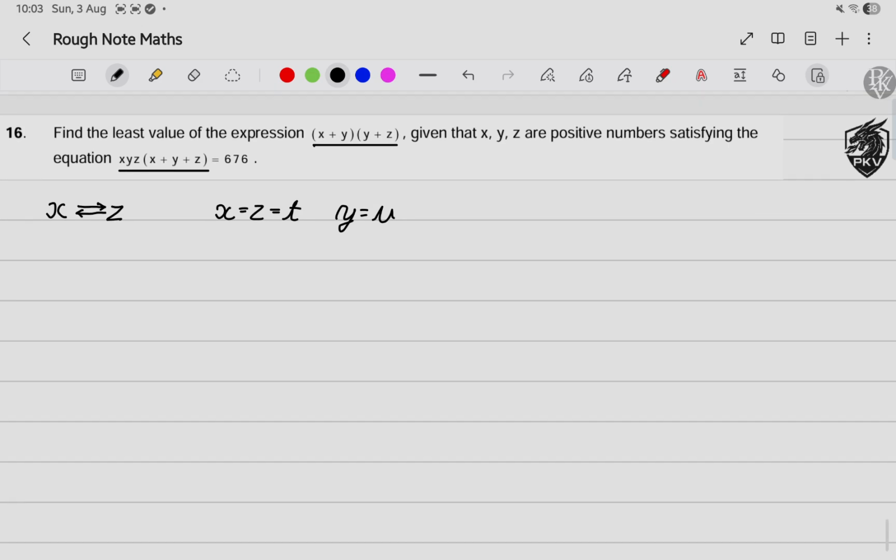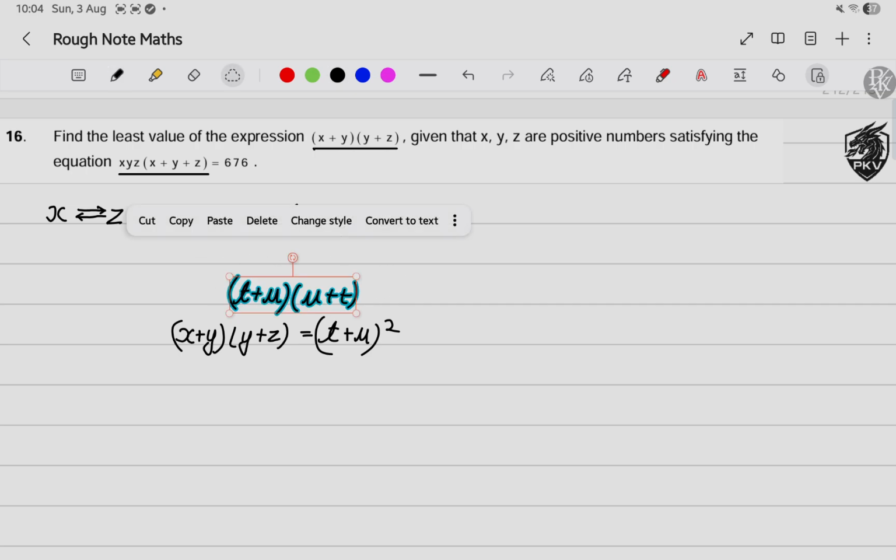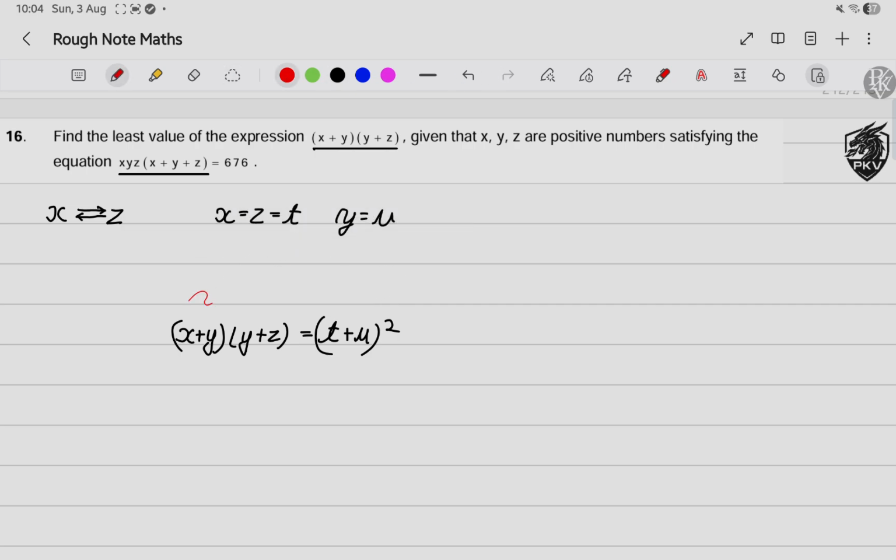Let's rewrite both of these expressions in terms of t and u. So (t + u)(u + t) is the same thing as (x + y)(y + z). So (x + y)(y + z) will be equal to (t + u) whole square. And I'm going to put it in a red box and keep it over here.